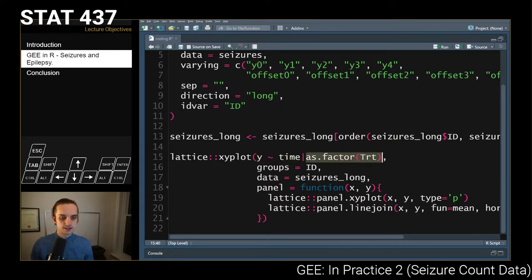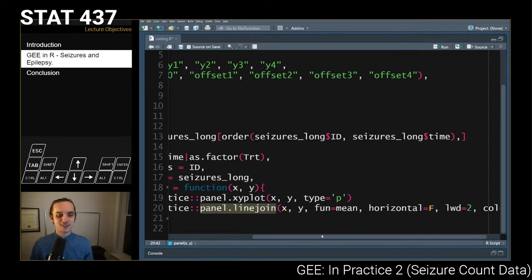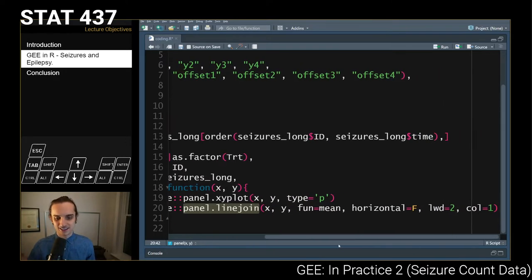And then we're plotting this in panels based on the treatment. The groups are IDs, the data frame is the seizures long data frame. And then again, we have these two different panel plots that we're doing. So we're using an XY plot just to get all of our points there. And then we're using this line join function, which I had some trouble remembering the syntax for in the last lecture. But that's going to take in this.